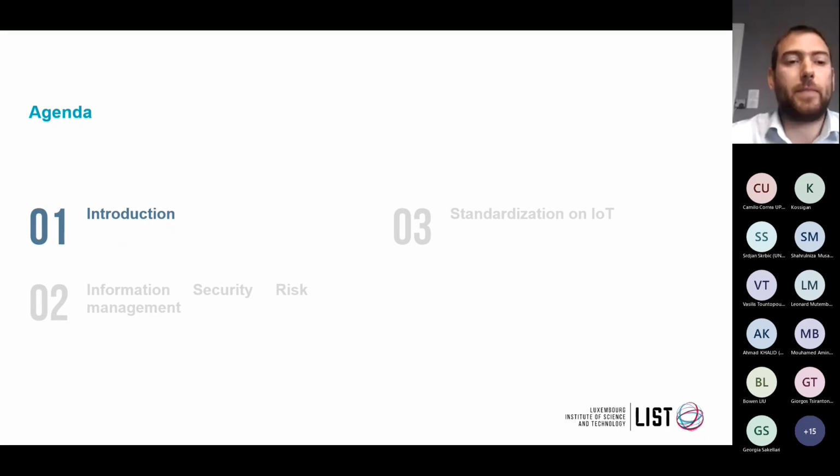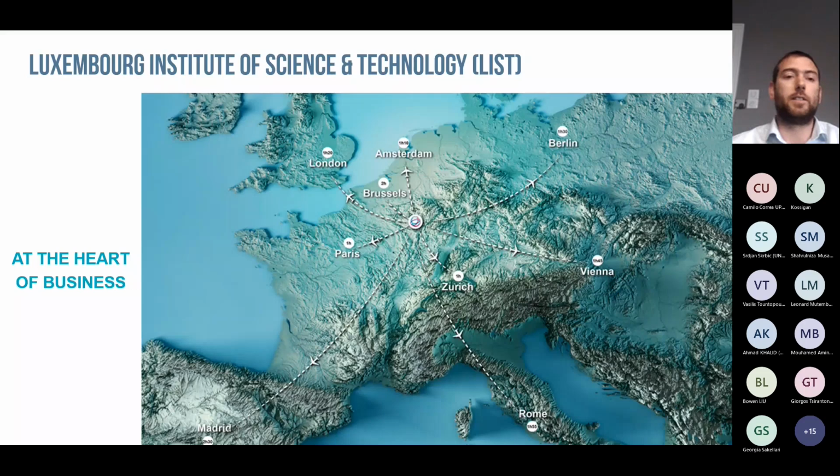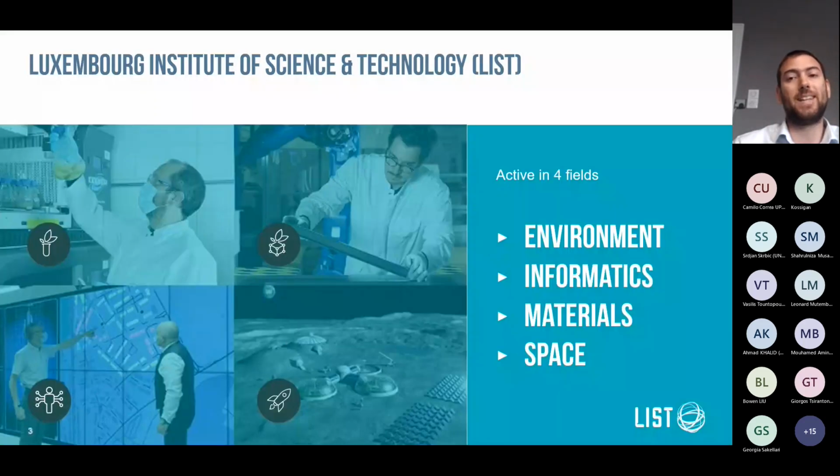So LIST stands for Luxembourg Institute of Science and Technology, and we are situated at the heart of Europe. We are, for example, 1 hour from Paris. And as you can see, there are not only banks in Luxembourg, there are also research centers. We are active in a lot of different research domains, mainly in 4 fields: the environment, the informatics, the materials, and the space.